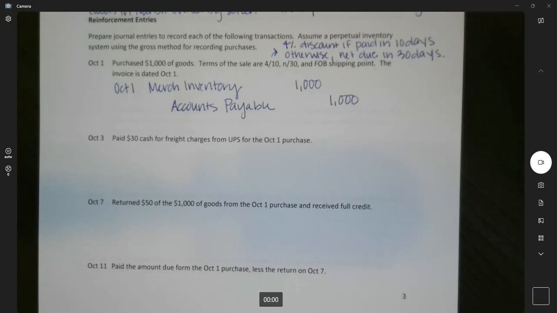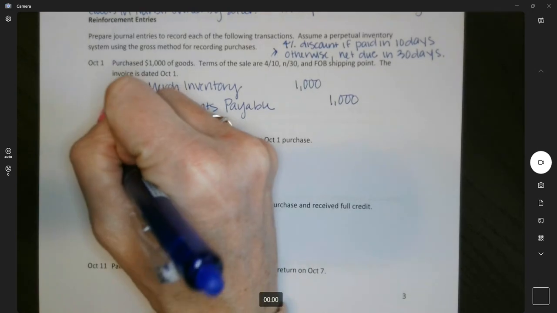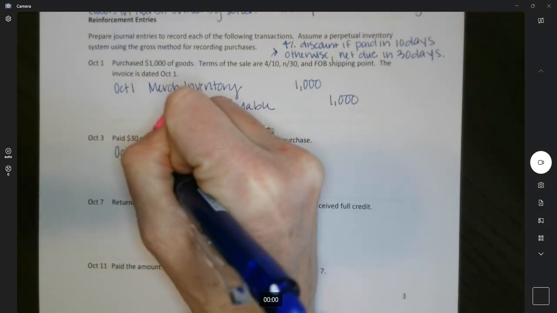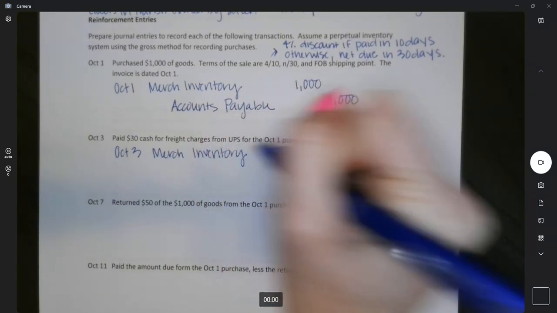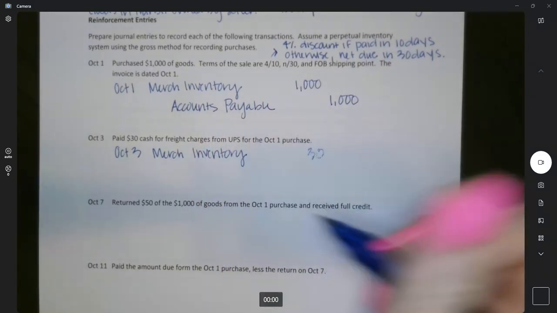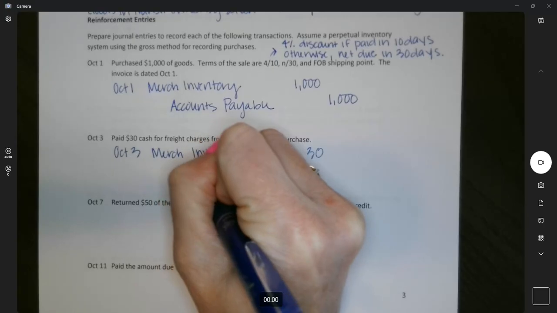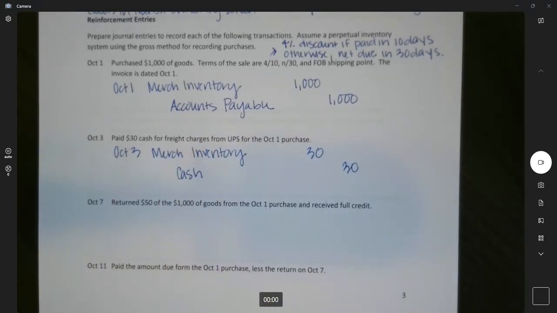Next up, on October 3rd, we paid $30 in cash for freight charges from UPS for that October 1st purchase. This is because it was FOB shipping point, which means the ownership transferred to us at the shipping point. So we're responsible for the cost of the transit, okay? So on October 3rd, we're going to debit merchandise inventory for $30, and we paid cash, so we're going to credit cash $30.